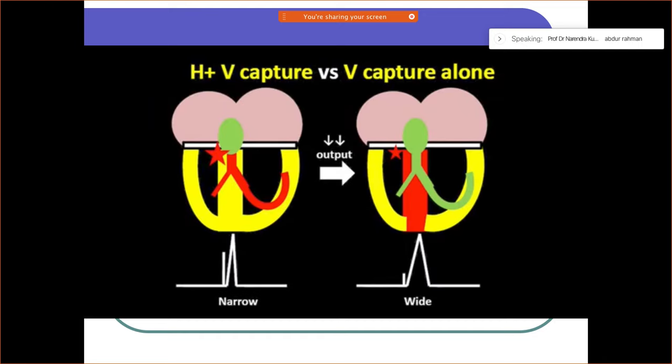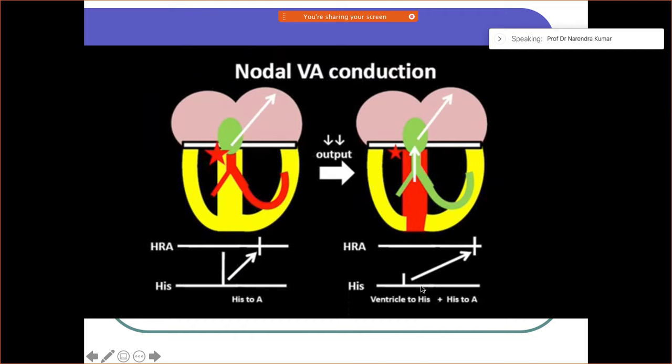So this is what I was trying to tell you. So if you look carefully at the his and V capture, this is a beautiful animation. So if you are able to capture the his and V both, you will be getting a narrow QRS like this. Similarly, when you try to decrease the output, you will be able to capture only the ventricle. So that is why you will be getting a wide QRS.